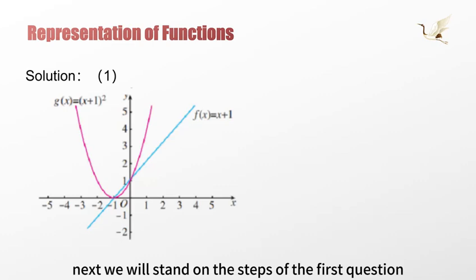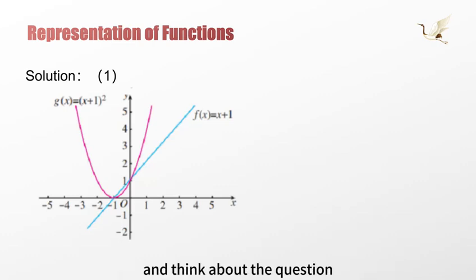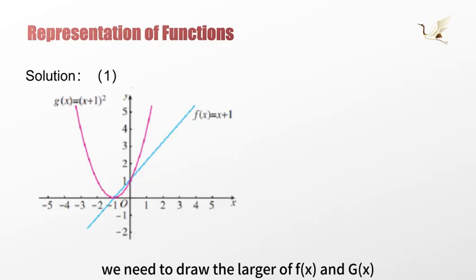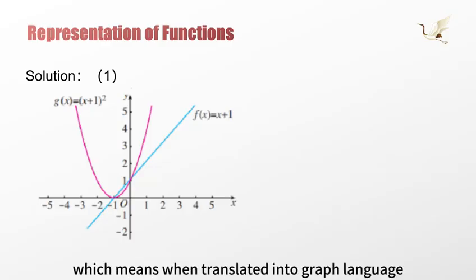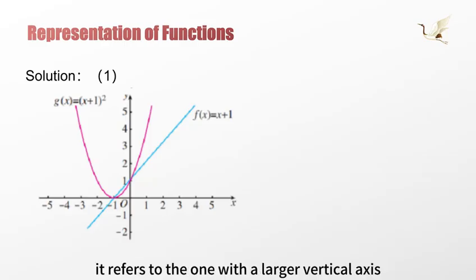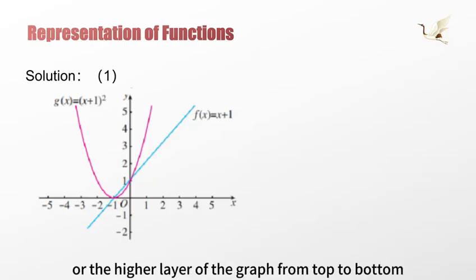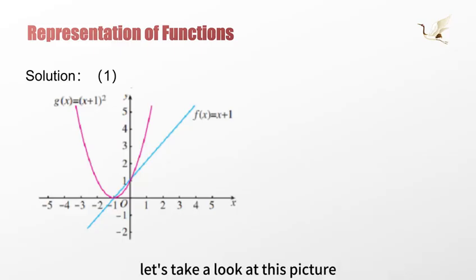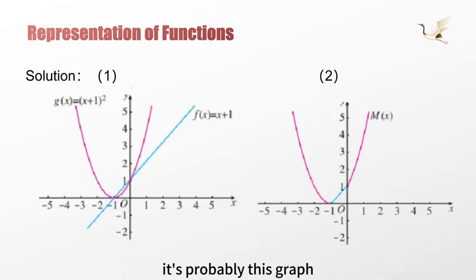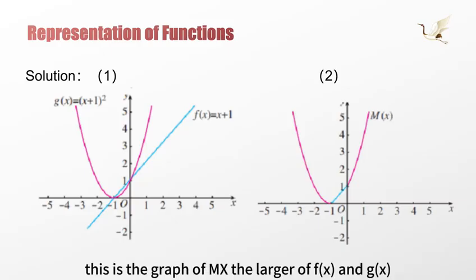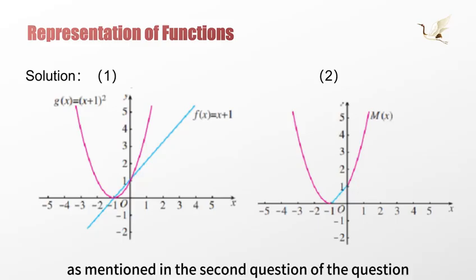Next, we will stand on the steps of the first question and think about the question raised by the second question. We need to draw the larger of f(x) and g(x), which, translated into graph language, refers to the one with a larger vertical axis, or the higher layer of the graph from top to bottom. Let's take a look at this picture, which means it's relatively high. It's probably this graph. This is the graph of m(x), the larger of f(x) and g(x), as mentioned in the second question.